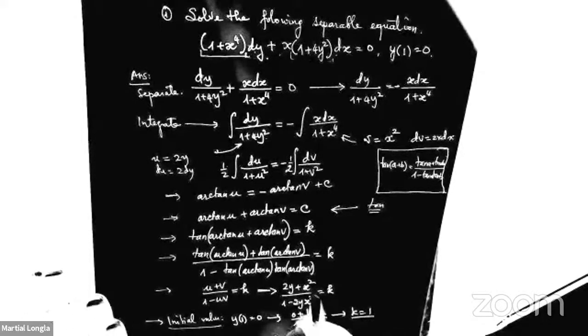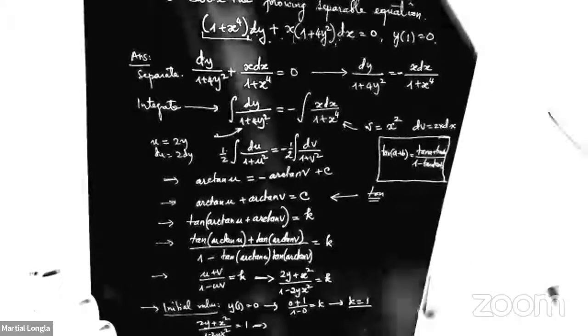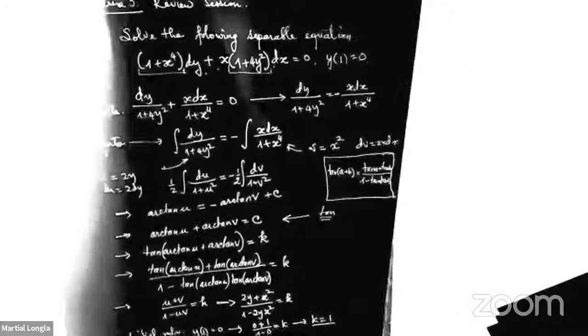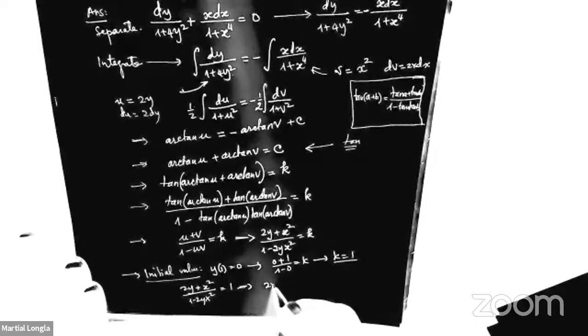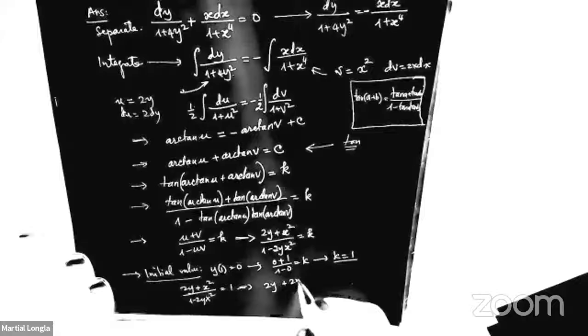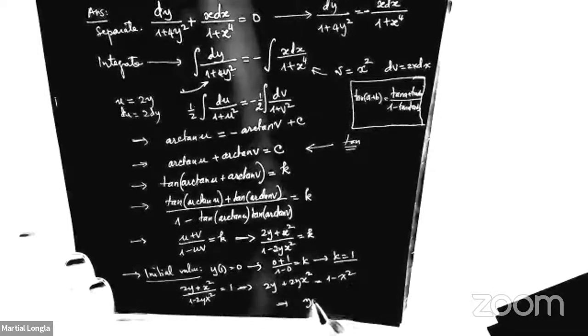And that being the case, you take that k that you found and plug it in there. So you have 2y plus x squared over 1 minus 2y x squared equals 1. And because it said y of 1 equals 0, then you can actually solve for y here. That's going to give you 2y plus 2y x squared equals 1 minus x squared. Then divide to get y equals 1 minus x squared over 2 times 1 plus x squared.